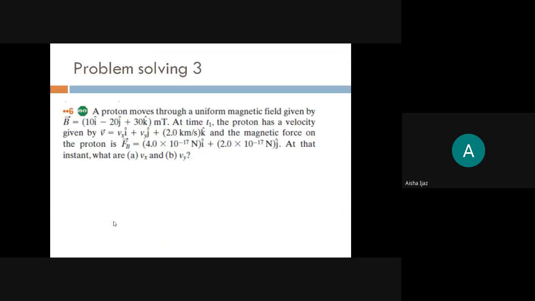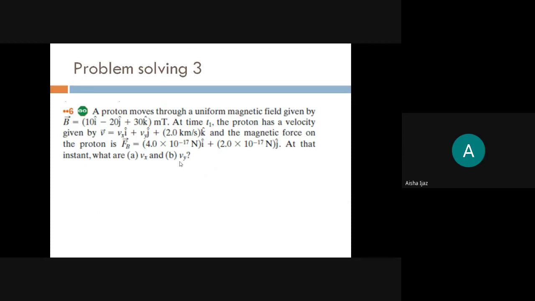So this is problem 6, from Halliday, Resnick, and Walker again, chapter 28. A proton moves through a uniform B field, which is now given in 3 dimensions: 10i minus 20j plus 30k millitesla. Milli stands for 10 to the minus 3. At time t1, the proton has a velocity, again in 3D, and the Vx, Vy, and Vz components are given. The magnetic force is given in the plane of i and j, and you have to find two unknowns, Vx and Vy. It means you must have two equations.